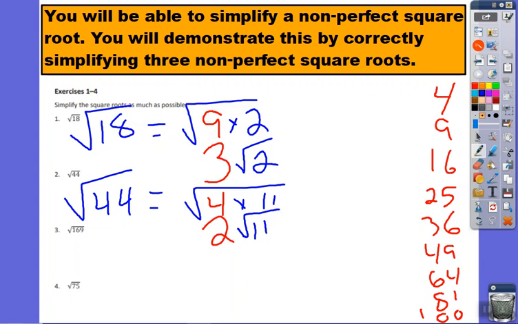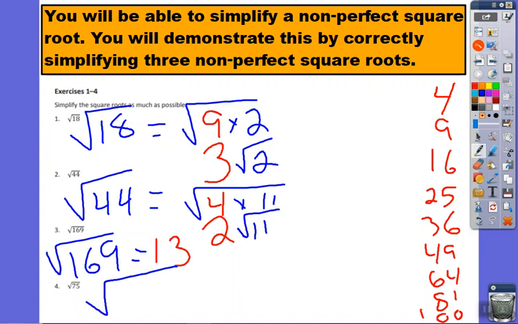Now the next one's interesting. It is square root of 169. This kind of brings up the point that you don't have to do this if it works. 169 is perfect. Does anybody happen to know what times itself gives you 169? It is 13. And I'm done. That's all.